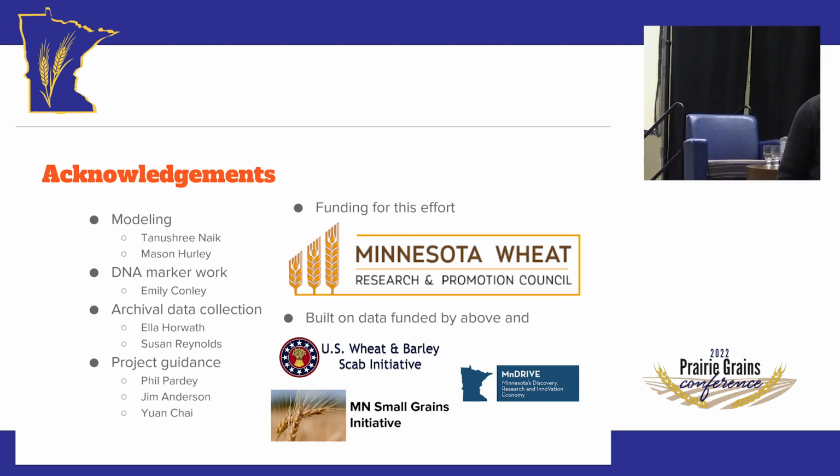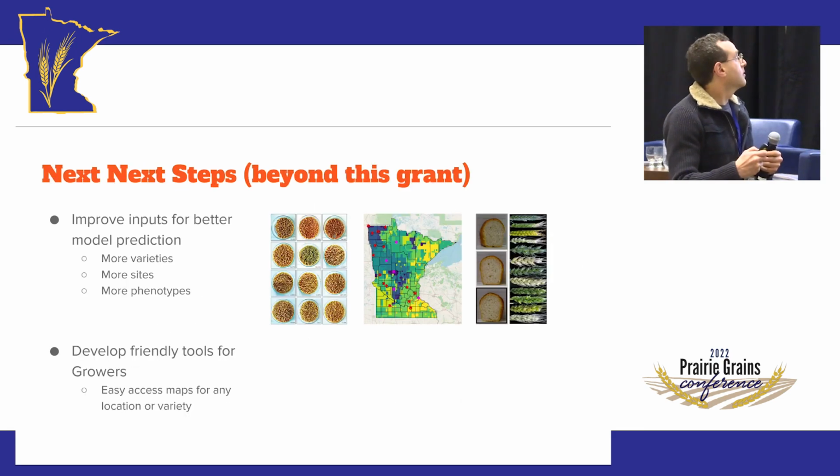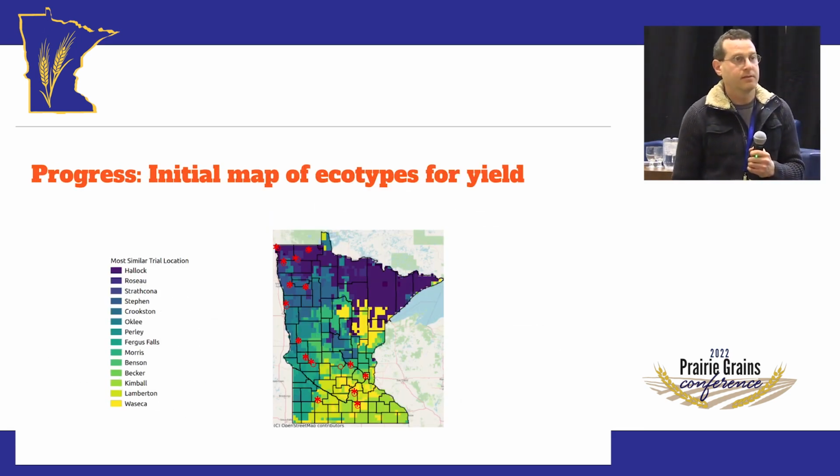I am curious about the map that you made. When you first made the map, did you base that on mostly soils, or temperature, precipitation? What were some of the parameters that went into that?